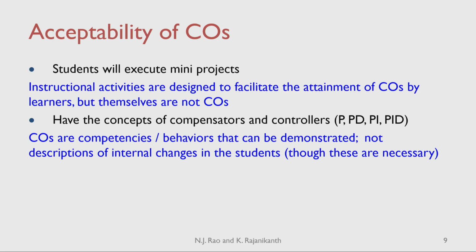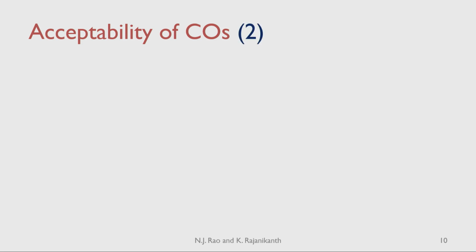Thus, this statement does not show what it is that the student is expected to do after having the concepts of the compensators and controllers. This is not the way an outcome statement is to be written. It must be a competency or behavior that can be demonstrated. So it must start with an action verb. Let us look at another CO.